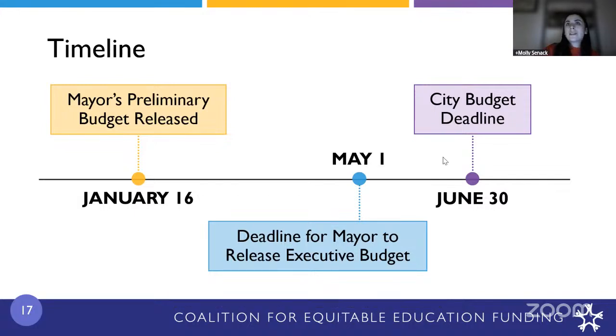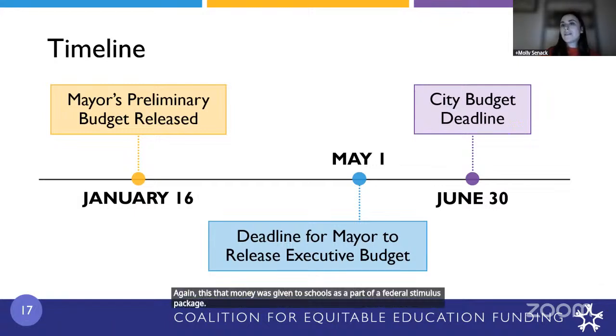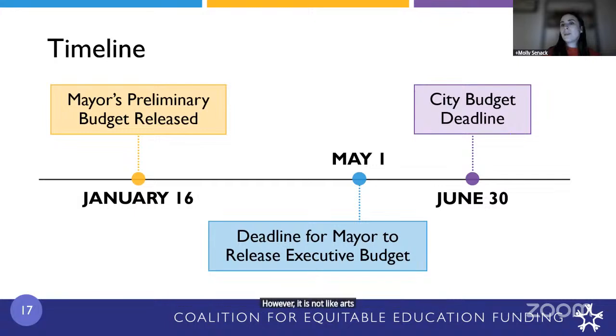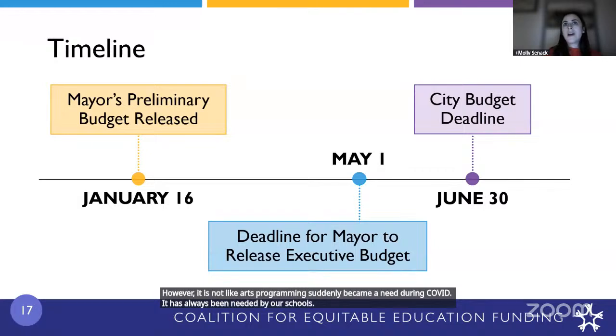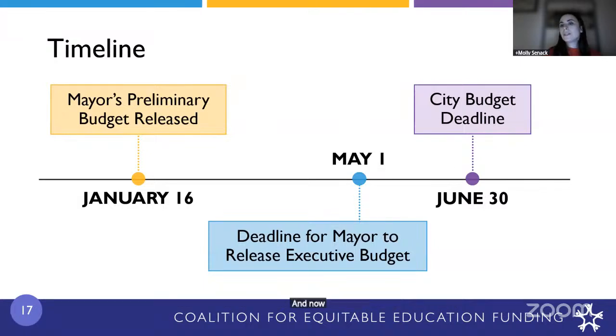Again, that money was given to schools as a part of a federal stimulus package. However, it is not like arts programming suddenly became a need during COVID. It has always been needed by our schools. And now it is time to finally start baselining that, to acknowledge that this is something that students need all the time.